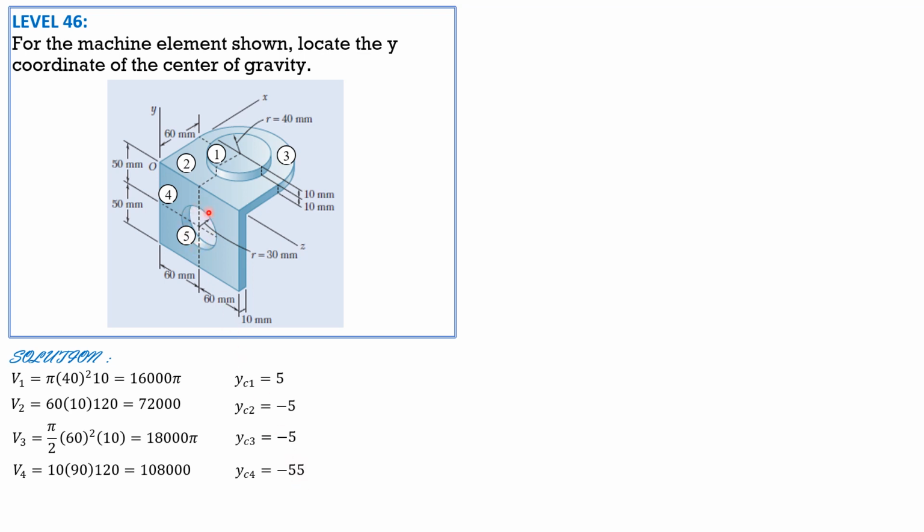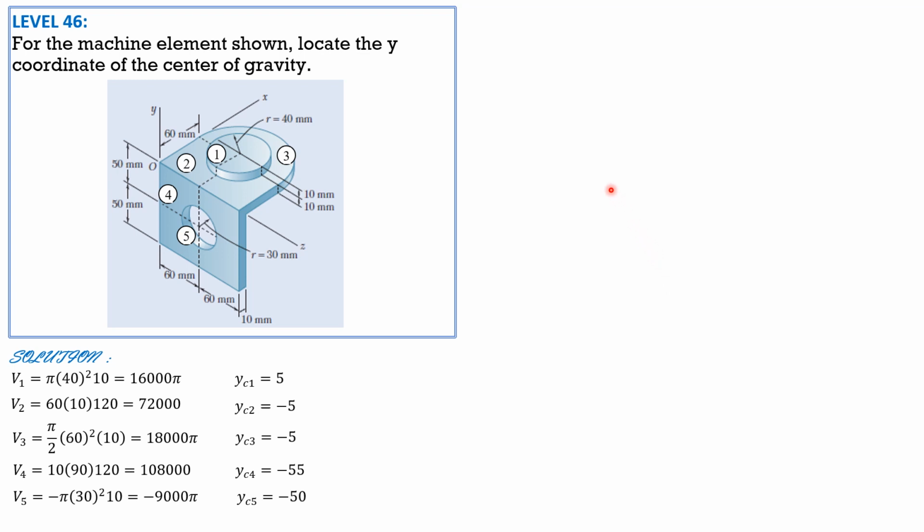Then volume 5 is negative pi times 30 squared. The thickness is 10. So it is negative 9,000 pi. Then y sub c5 is, of course, negative 50. It is indicated already in the figure.